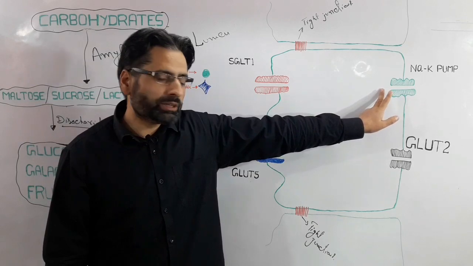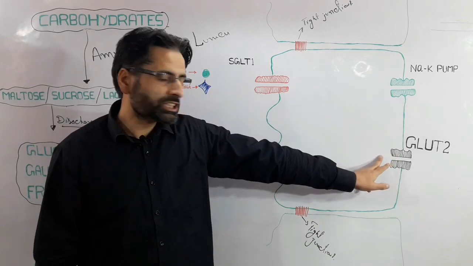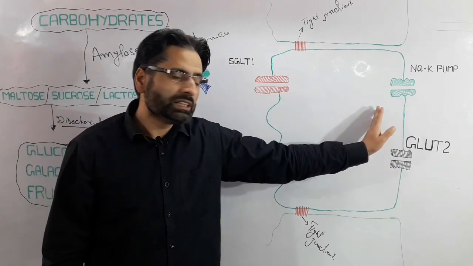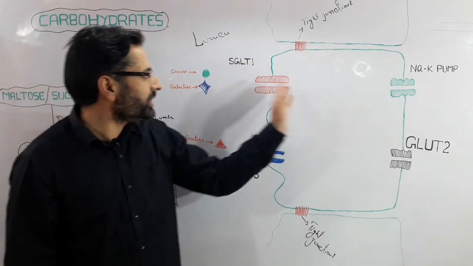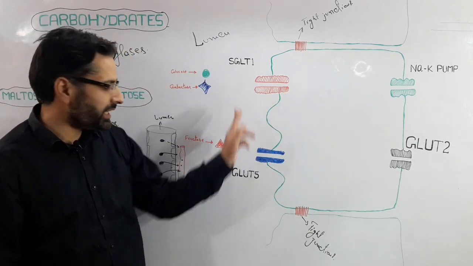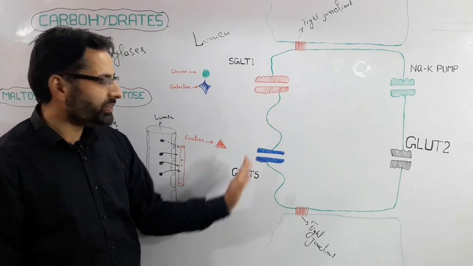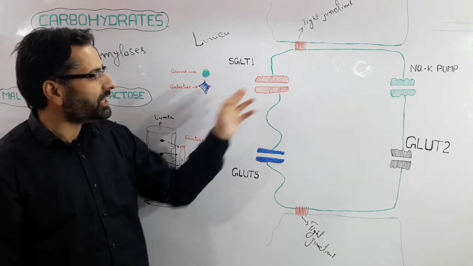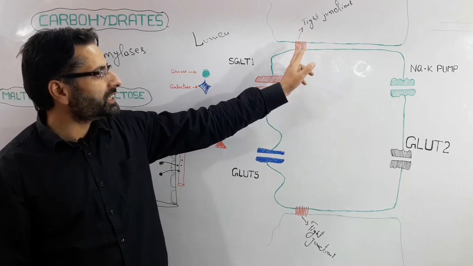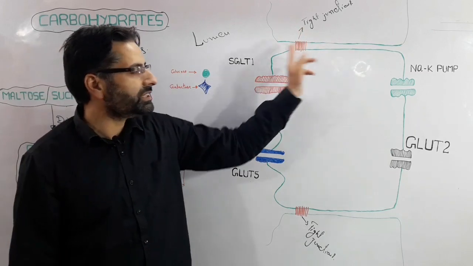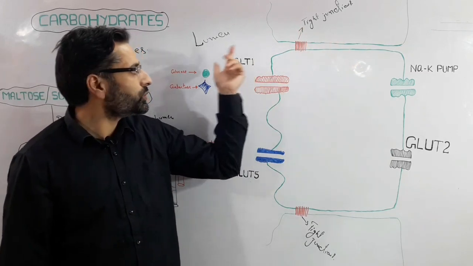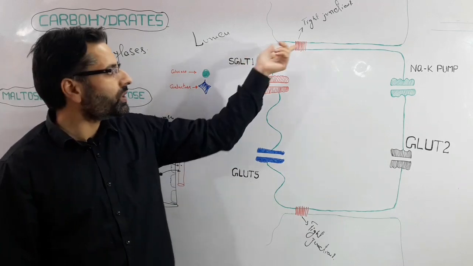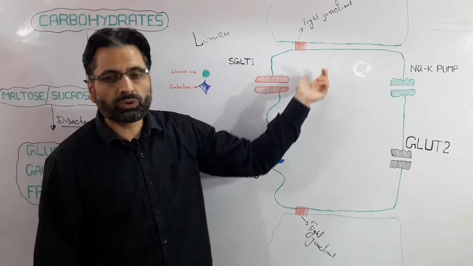One is the sodium potassium pump and glucose transporter 2, which are towards the basolateral side, and then we have the sodium glucose transporter and glucose transporter 5, which are towards the apical side or towards the lumen of the intestine. Then you have to remember these tight junctions which seal the space between these two cells, and they don't allow these monomers to cross this barrier through this intercellular space.